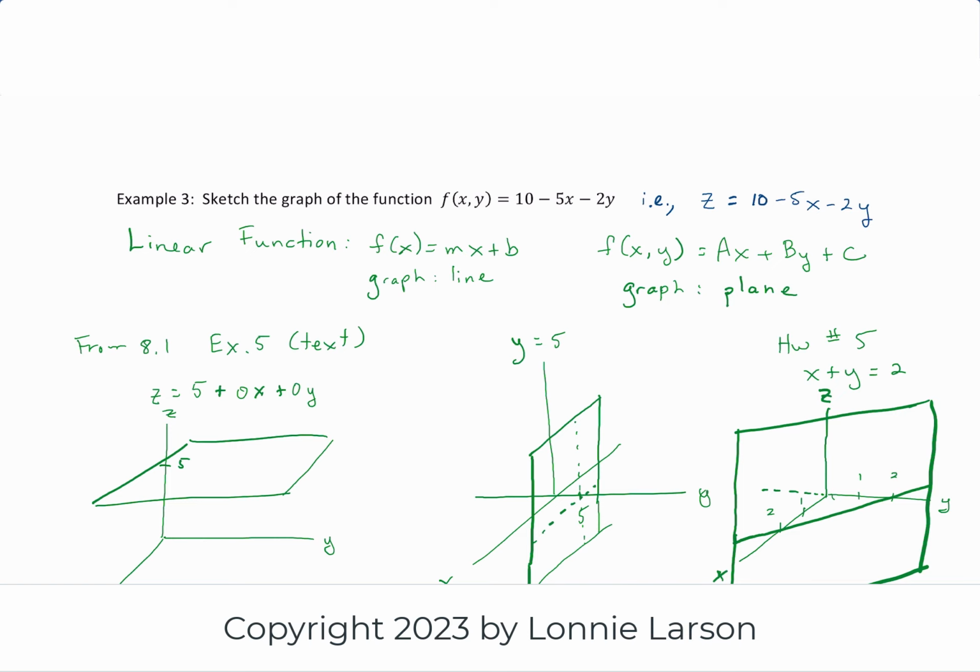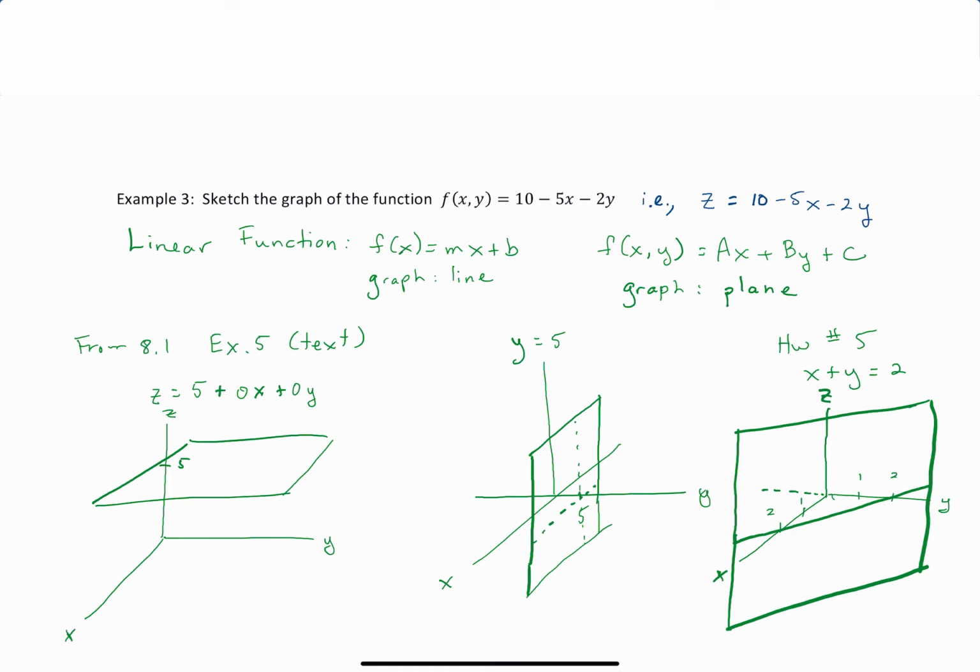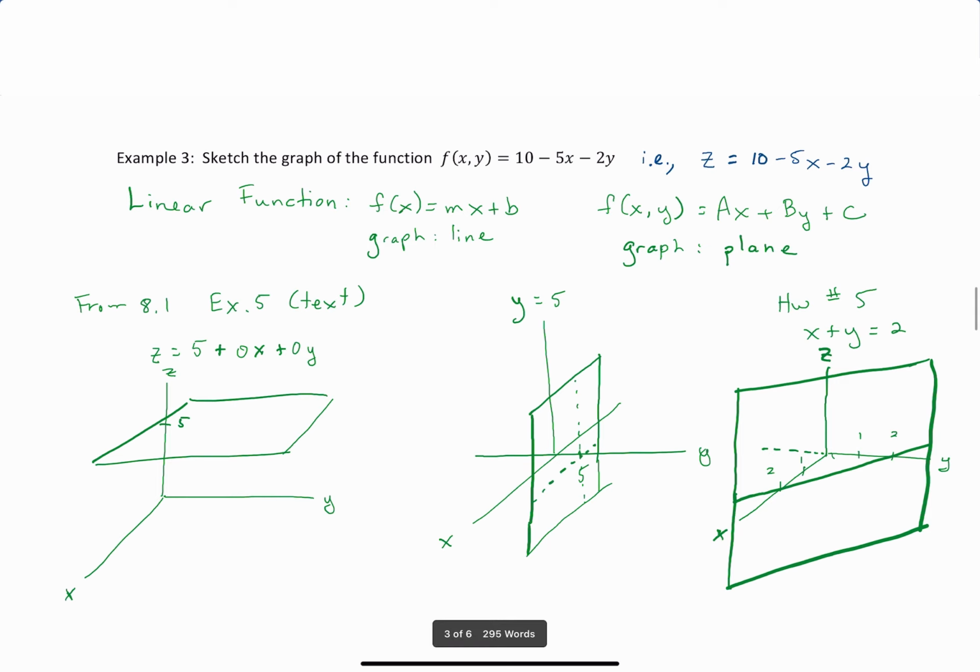Now, to get back to our particular example, z equals 10 minus 5x minus 2y. How are we going to draw that? Well, there is a trick for doing that. If your plane is not vertical or horizontal, the trick is to first draw what are called the traces on the xy plane, the xz plane, and the zy plane.